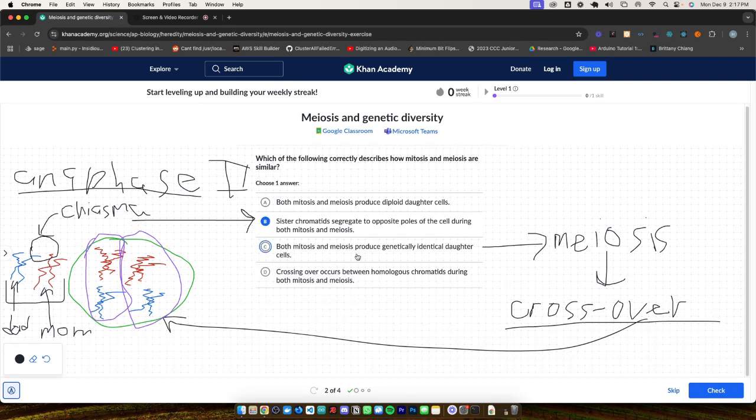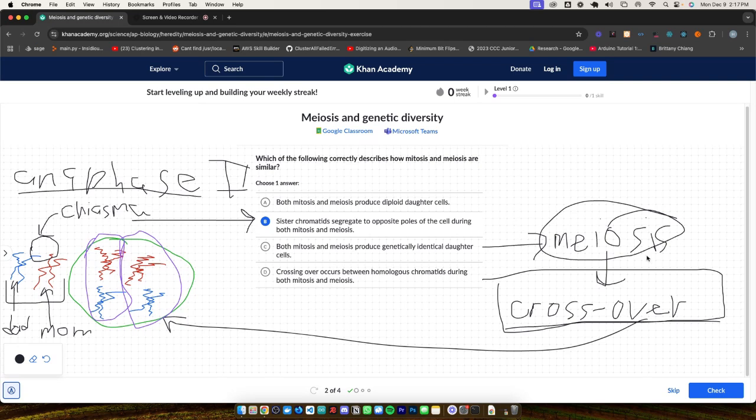All right, so it can't be this. Now, crossing over occurs between homologous chromatids during both mitosis and meiosis. We just talked about that process here. That's kind of cool. But obviously, I just talked about how this process of chromosomal crossover only happens in meiosis.